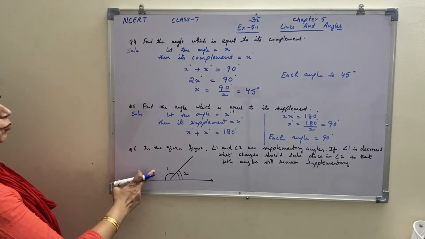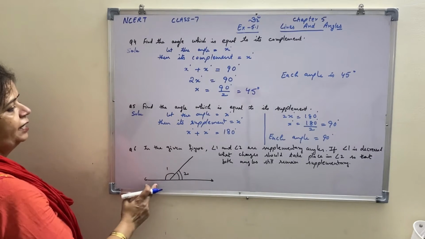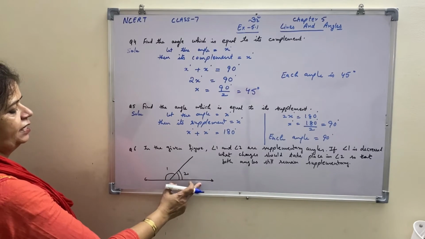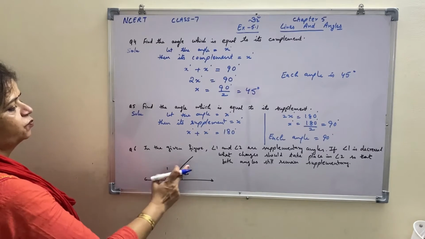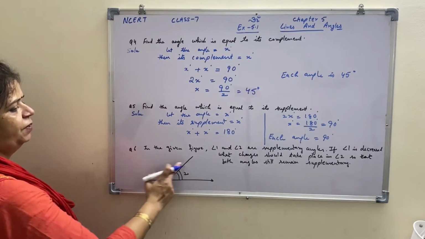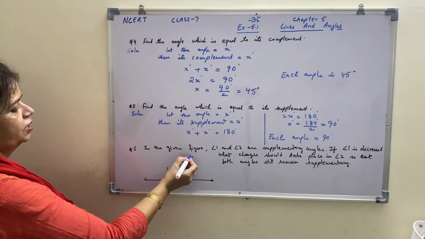Now we have question number 6. A figure is given to us. Here we have angle 1 and angle 2, and they both are supplementary angles. That means the sum of angle 1 and angle 2 is 180, because they are supplementary angles. It is given in the question and the figure is also given there.